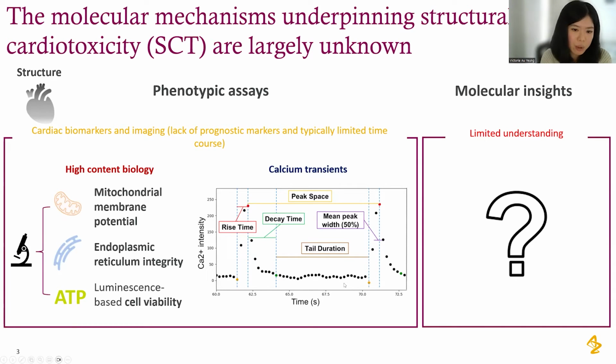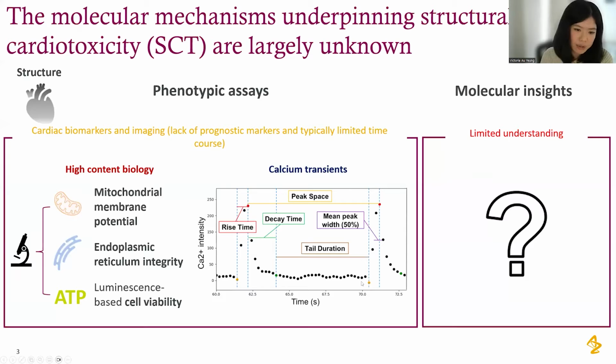Recently, we had a collaborator who developed an algorithm to calculate different parameters from this calcium transient trace. So one of the aspects of my project was to try and understand whether we could use this assay to identify additional parameters for SCT assessment. So that's one part of what I'll be covering today.